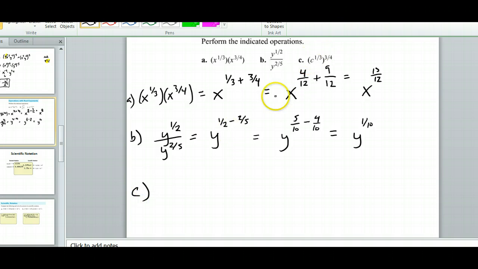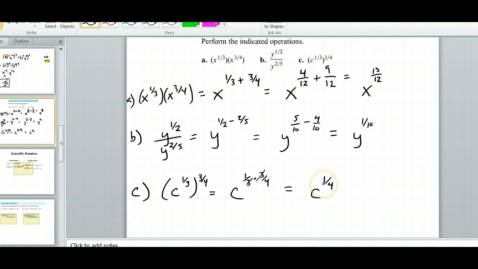And then C, powers to powers. For C, I got c to the 1/3 raised to the 3/4. So this means c to the 1/3 times 3/4. The 3's cancel, and you end up with c to the 1/4 power. Notice again, there's two x's being multiplied, so that's when I add the exponents. Down here, there's just a single variable with two exponents inside the parentheses, or around the parentheses. That's when I multiply. So you've got to know when to do what between these two things.